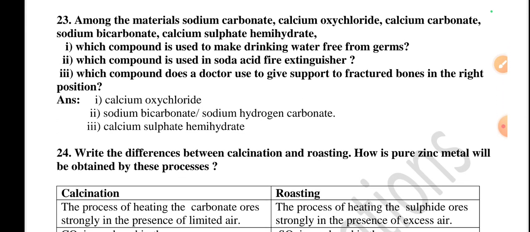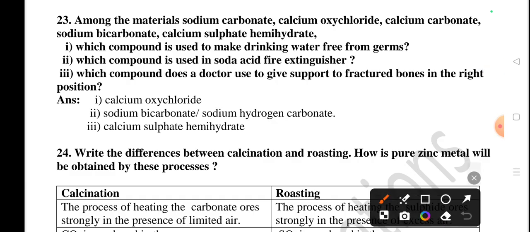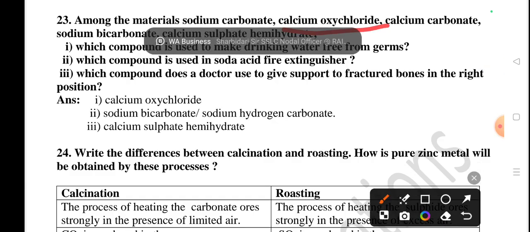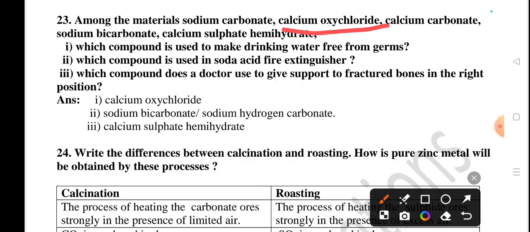Question number 3: among the materials sodium carbonate, calcium oxychloride, calcium carbonate, sodium bicarbonate, calcium sulfate hemihydrate, which compound is used to make drinking water free from germs? It's calcium oxychloride. Then next, which compound is used in the soda acid fire extinguisher? That's sodium hydrogen carbonate, also called sodium bicarbonate.